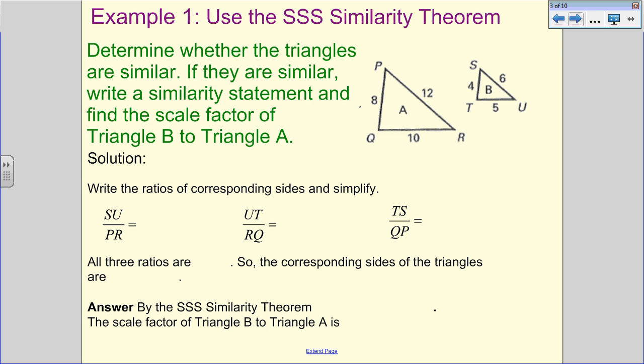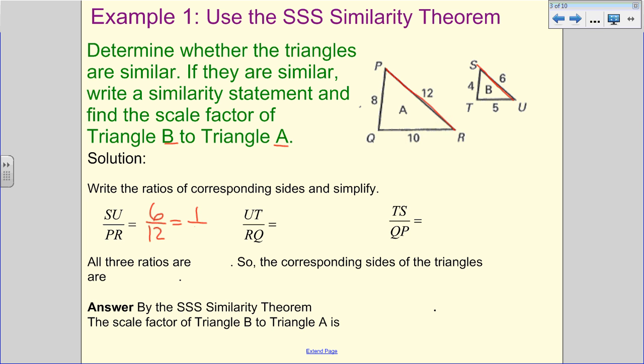So what does it mean to use this? We're going to determine whether the triangles are similar. If they're similar, then we're going to write the similarity statement and find the scale factor of B to A. So we want to make sure we're going in that order, from B to A, from right to left. So let's take a look at that. We're going to match up SU. And if we notice, SU is the largest side in the B triangle, and we're going to match that up to PR. So that is 6/12.